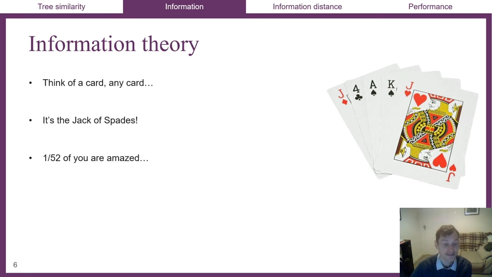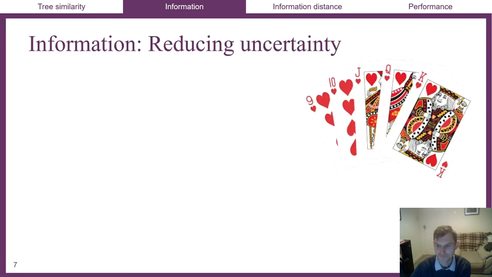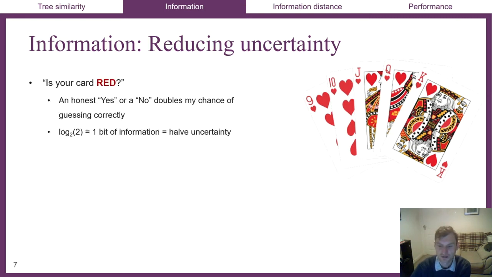Well, if you answered a question for me, this would give me some information. I'd be able to make a better guess. And we can quantify information by thinking about how much a new piece of information reduces our uncertainty in an outcome. So if I asked you, is your card red, and you answered yes or no, that would double my chance of guessing correctly. This would yield one bit of information, where a bit of information is defined as enough information to halve the uncertainty.